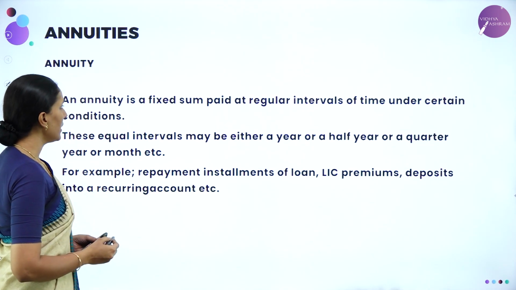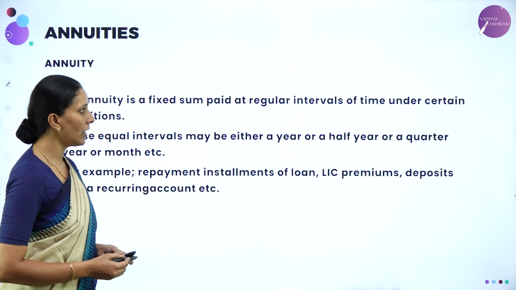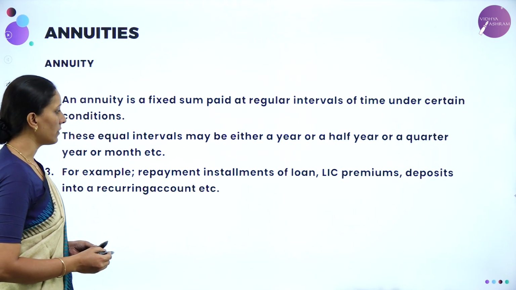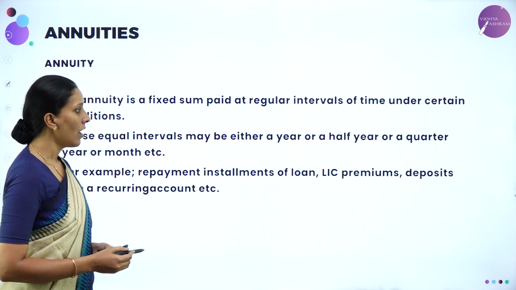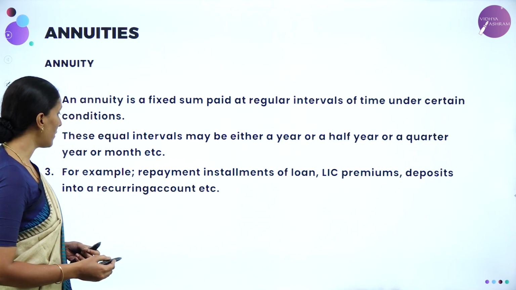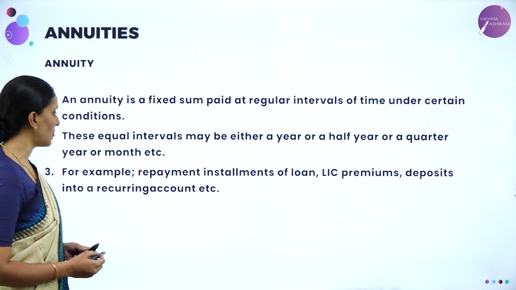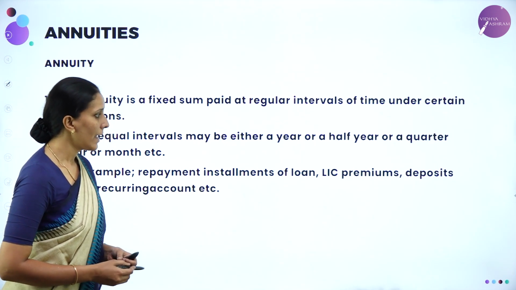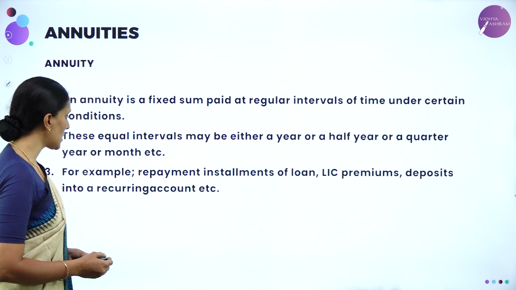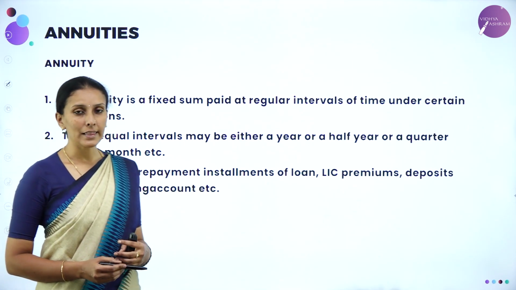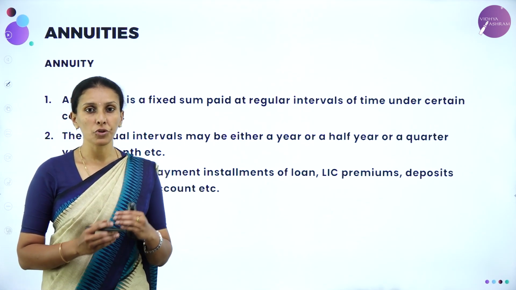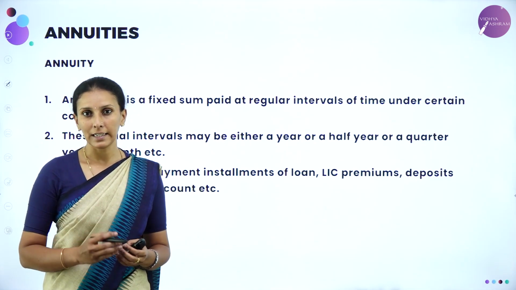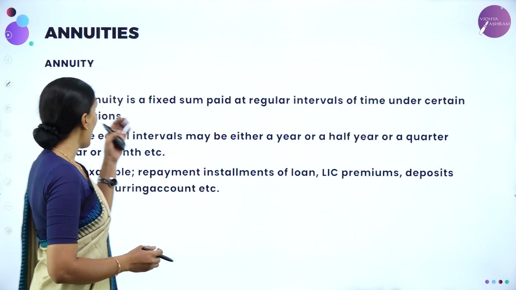So annuity is a fixed sum paid at regular intervals of time under a certain condition. These equal intervals may be either a year or half a year or quarter year or month, etc. For example, repayment installments of loan, LIC premiums, deposits in a recurring account. So any lump sum amount which you pay in equal installments for a certain period of time under certain condition is nothing but annuity.